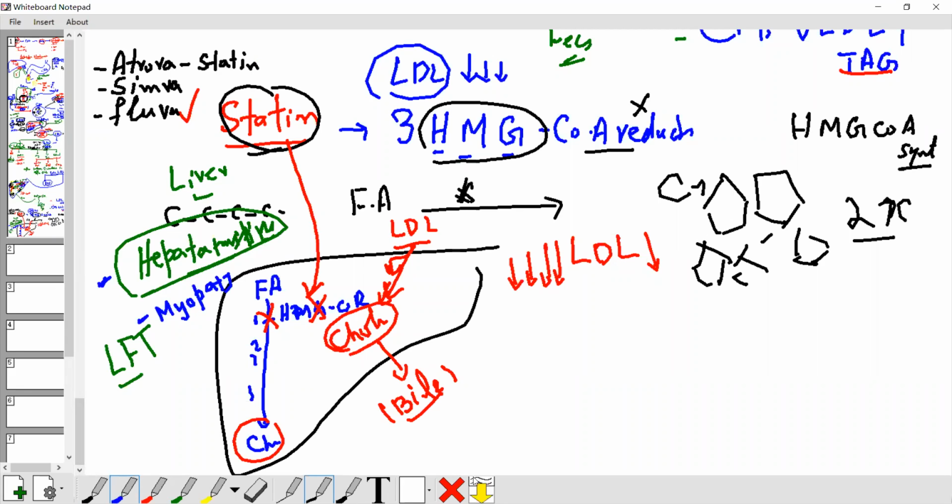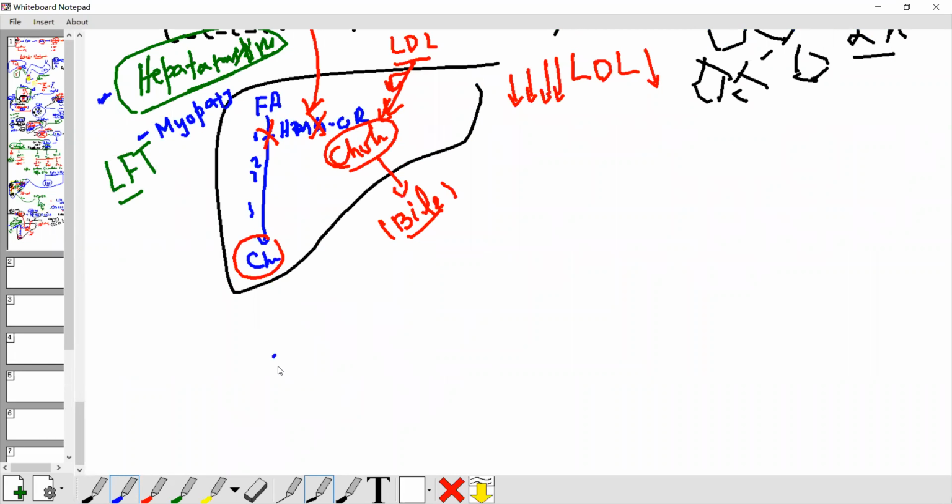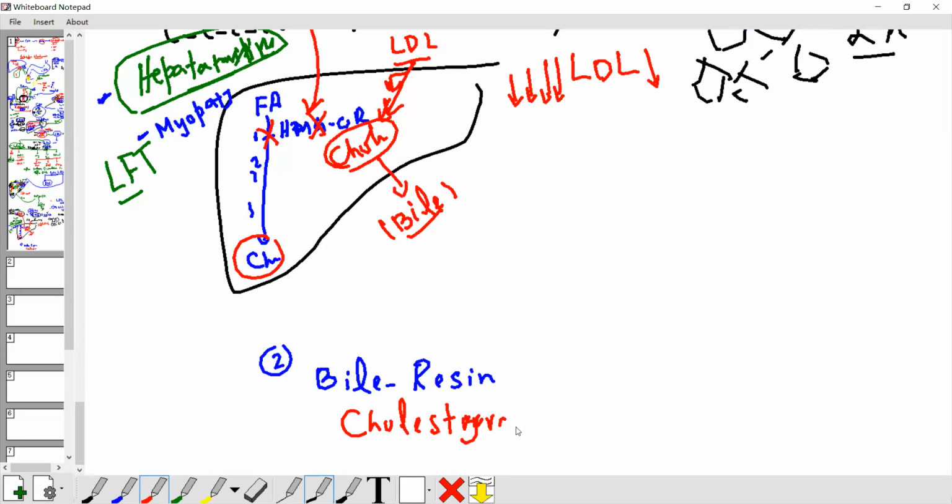Okay, now move on to another group. Statin done. Now another group, number two, bile resin. In this we have the important drug here. I just write one name here: cholestyramine. Cholestyramine, the important drug here. Bile acid resin.